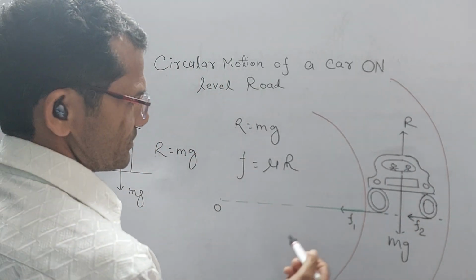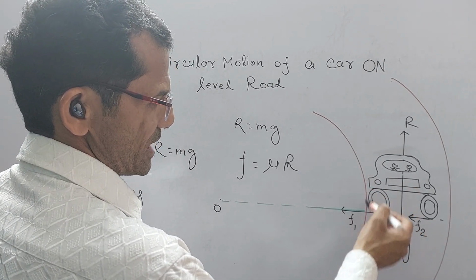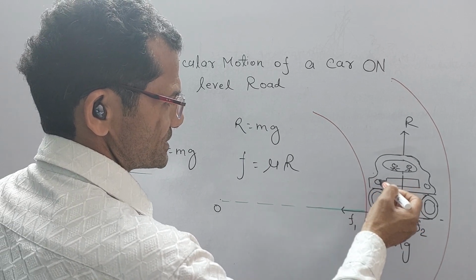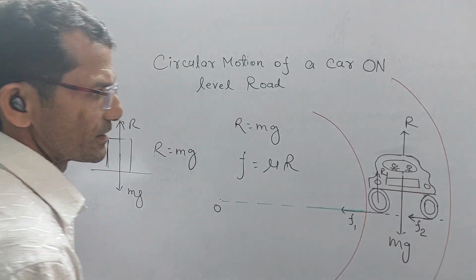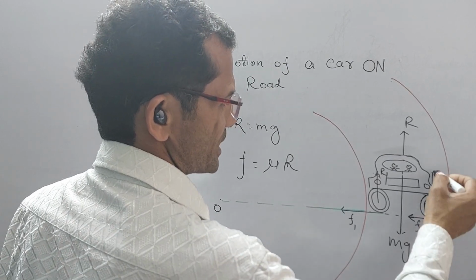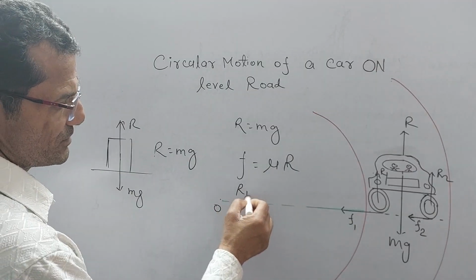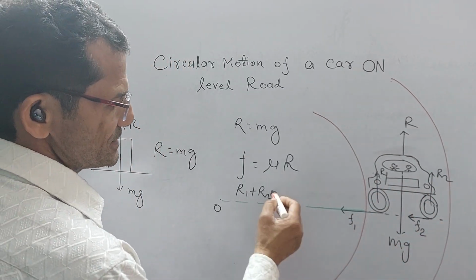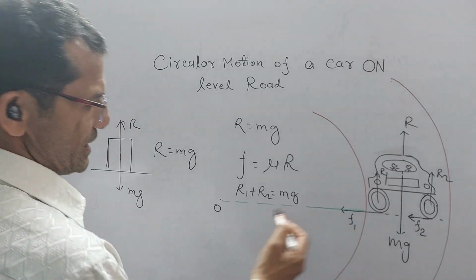So here there are two frictions. One is F1. At the contact of the tire with the ground, the normal reaction by the ground on this tire acts vertically upwards. Suppose this is R1, and in the same way the normal reaction by the ground on this outer tire is R2. So R1 plus R2 balances the weight of this vehicle, mg.